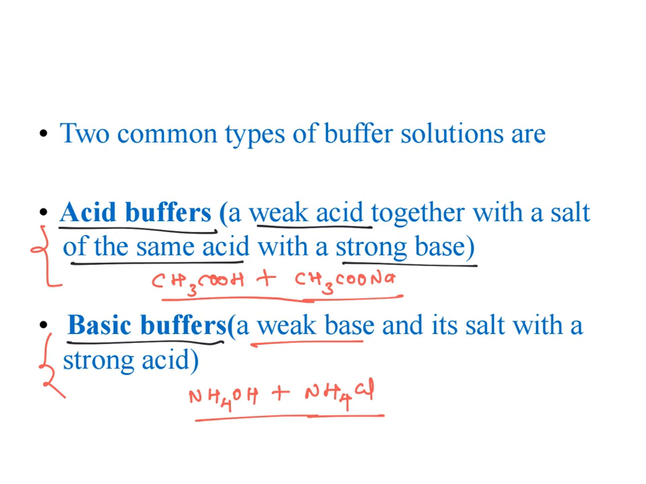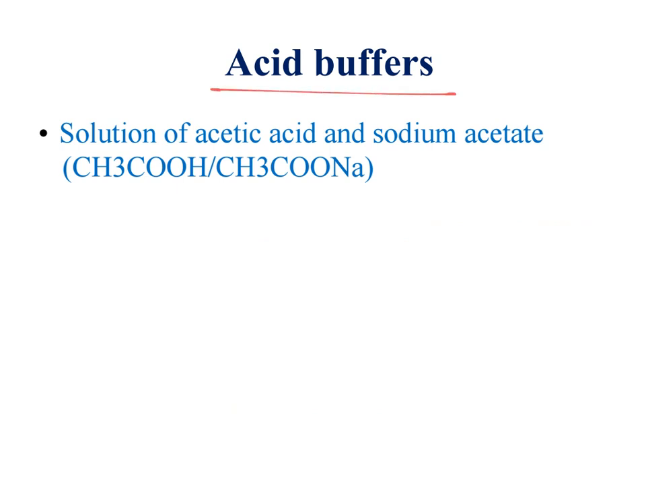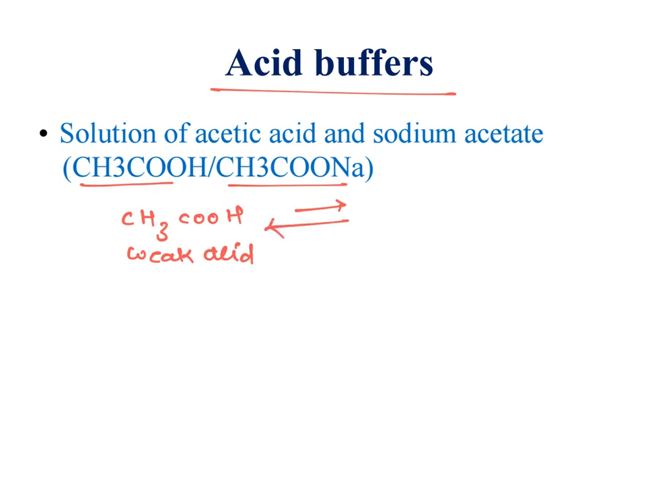Let's move on to how a buffer solution works, how it resists change in the pH of the solution. Let's take the acid buffer first. It is a solution of acetic acid and sodium acetate. So how will acetic acid be dissociated? It is a weak acid, so dissociation may not be 100% because it is a weak electrolyte and ionization is less.